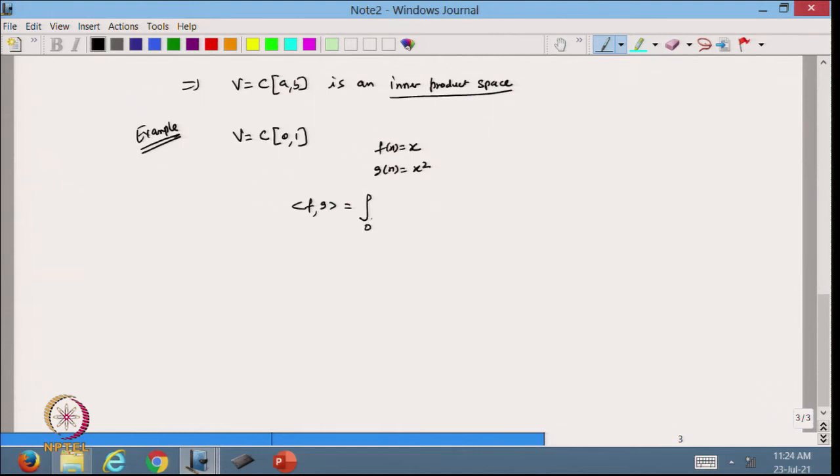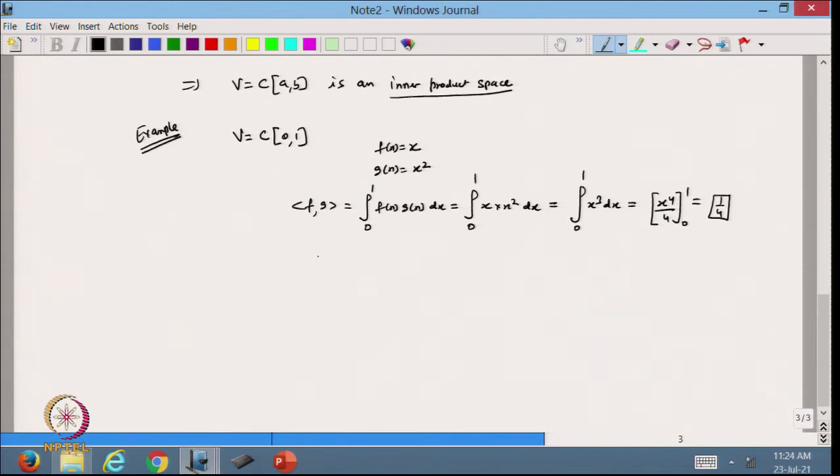So, this will be taking the integration from 0 to 1, and this is f(x) g(x) dx. So, this will be from 0 to 1. So, it is x into x square dx, and then from 0 to 1 it is x cube dx. So, it will be x^4 over 4 from 0 to 1. So, it will be 1 by 4. So, it means their product is 1 by 4 in this case.